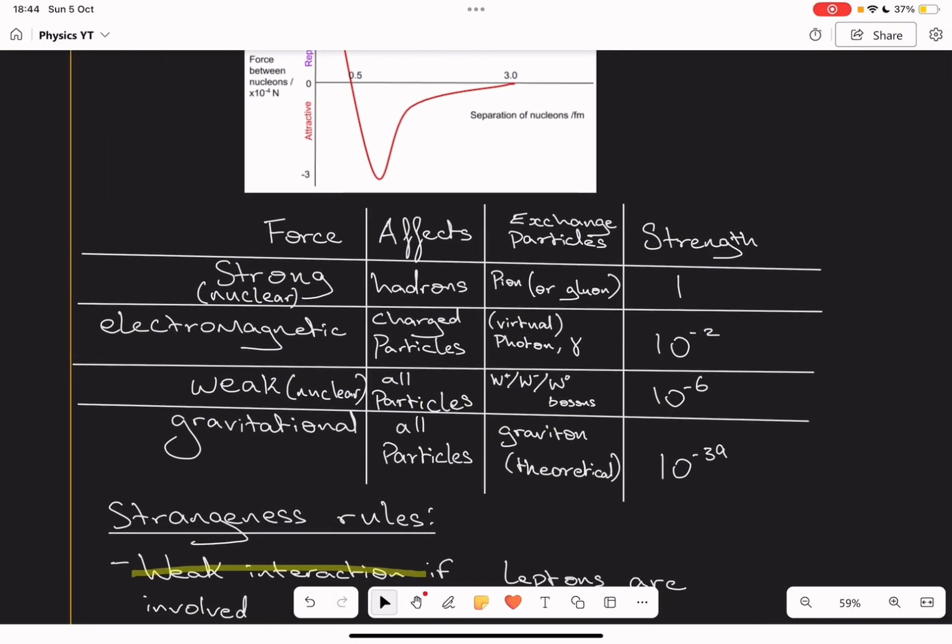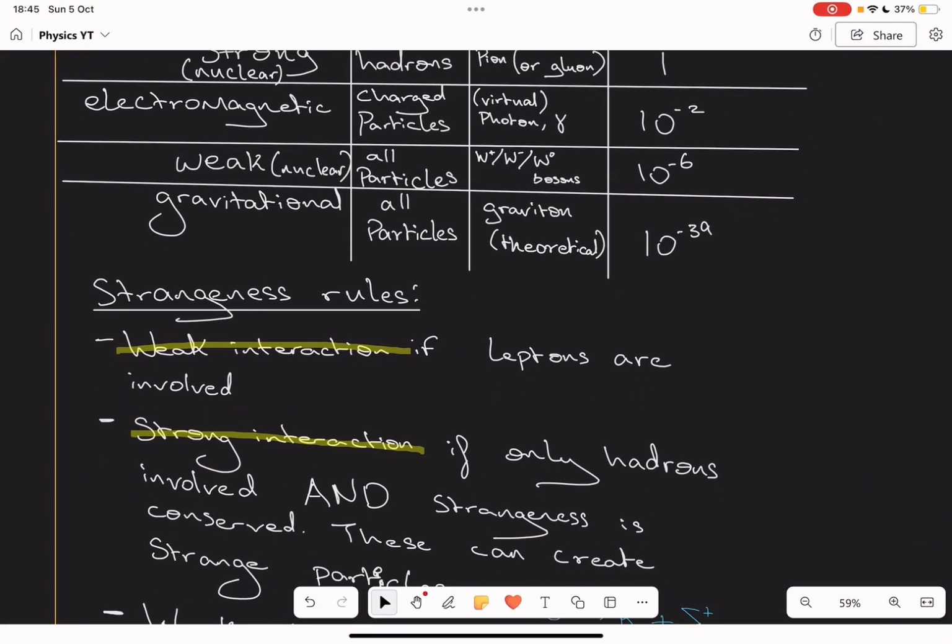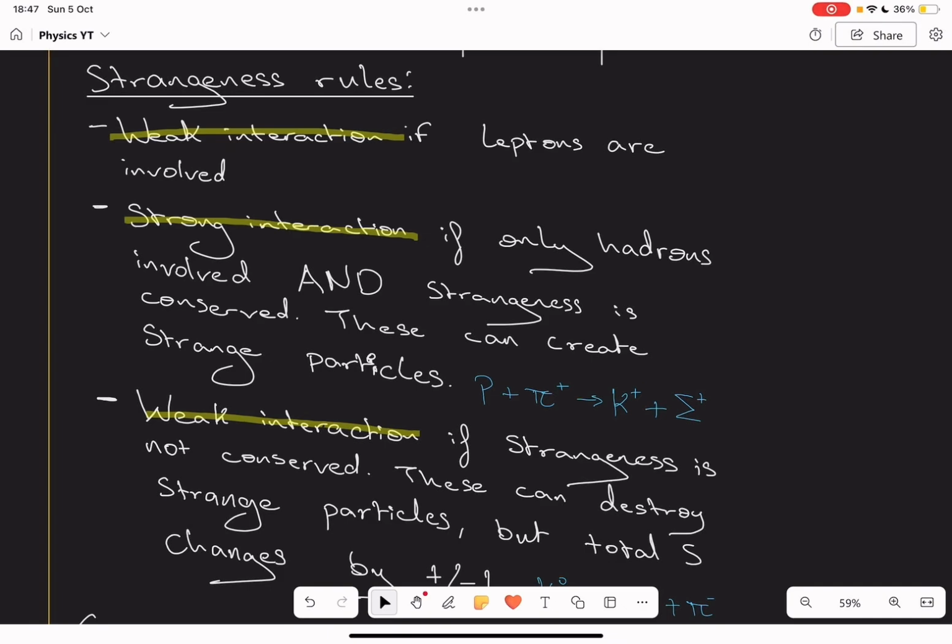The strong nuclear force affects hadrons, and the exchange particles are pions or gluons, with a strength of 1. Electromagnetic affects charged particles, and exchange particles are photons, with a strength of 10 to the negative 2. The weak nuclear affects all particles, with exchange particles being W plus, W minus, and W0 bosons, and has a strength of 10 to the negative 6. Gravitational affects all particles and has an exchange particle of a graviton, with a strength of 10 to the negative 39.